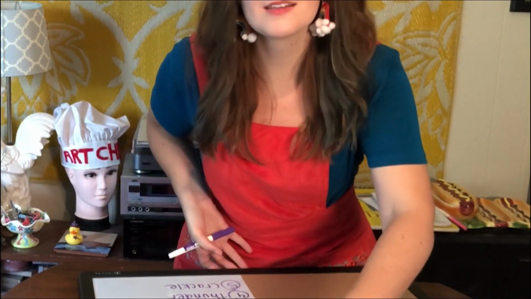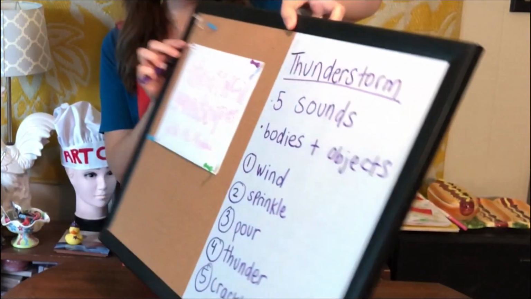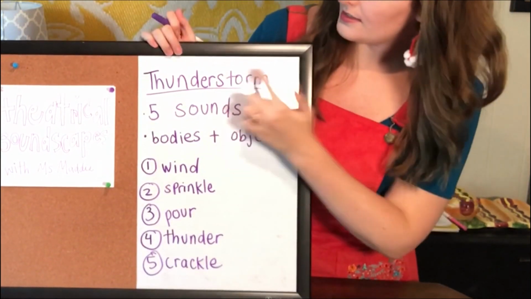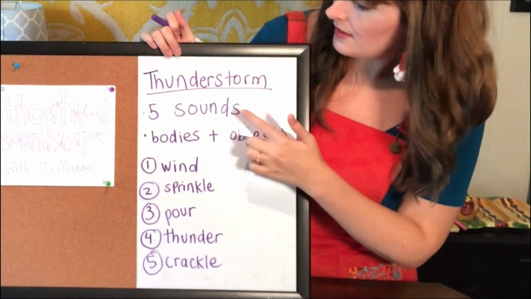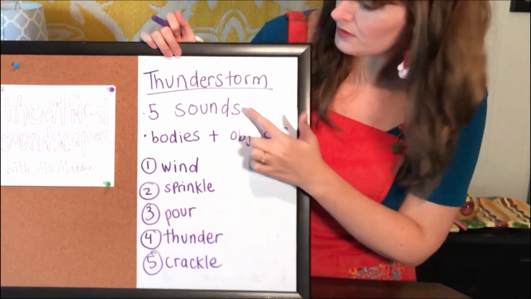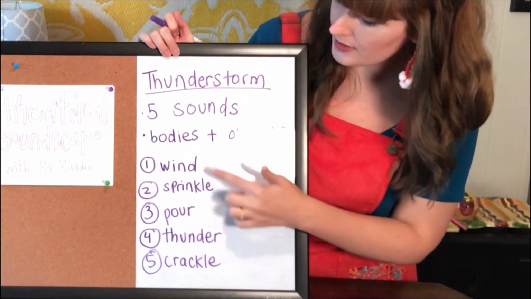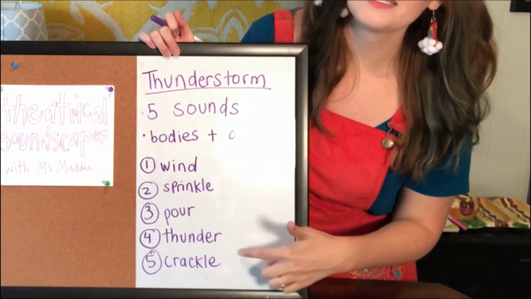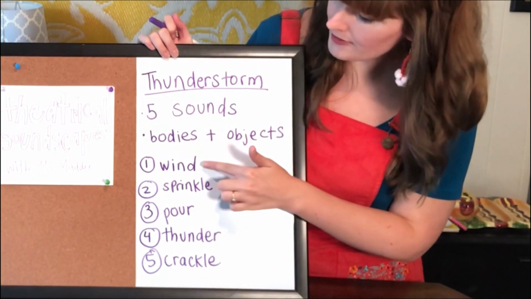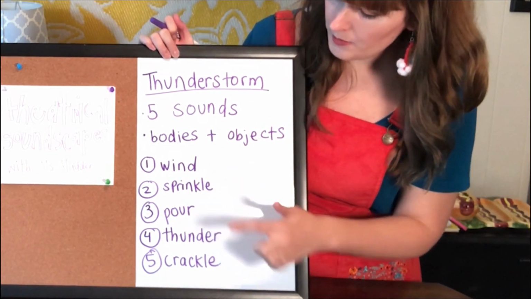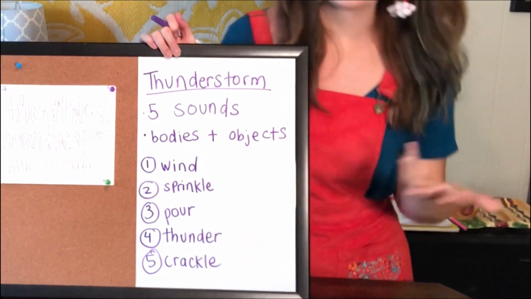Okay, so when you guys are making your soundscapes on your own, you're probably going to want to do something similar to this. You're going to want to decide what it is that you're making. You're going to want to list 5 sounds. Remember the rules, it has to come from your body or an object. And then you're going to want to break it down. This is really going to help us out. So I'm going to find something that sounds like wind, something that sounds like sprinkling, pouring, thunder, and then like a crackling sound.